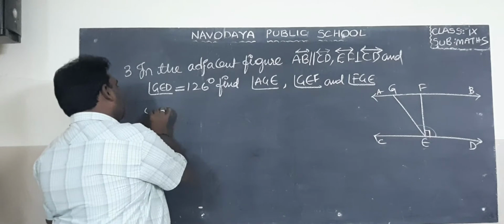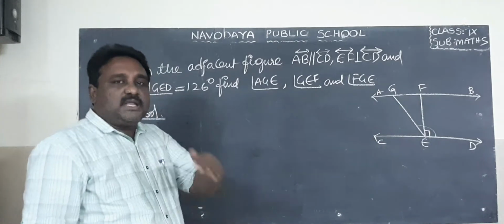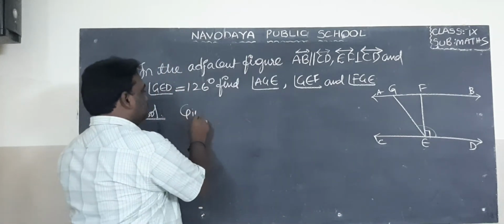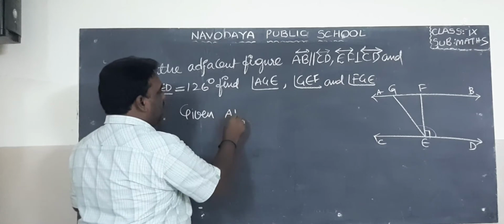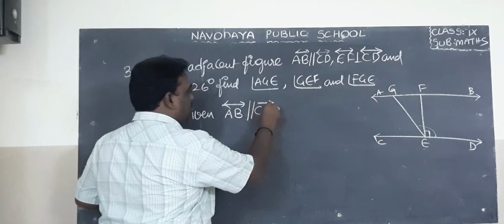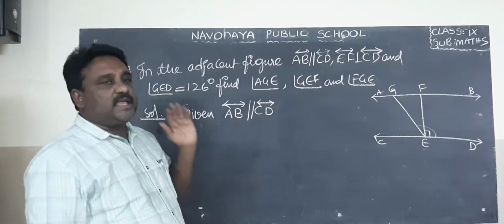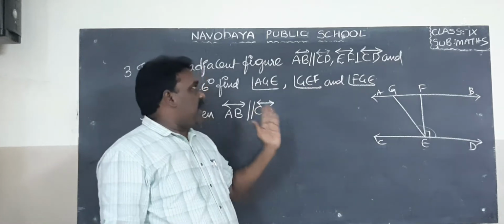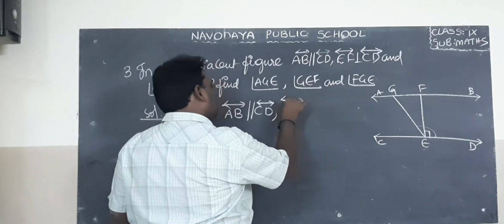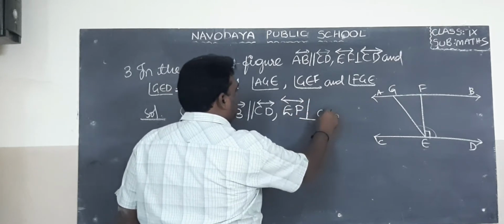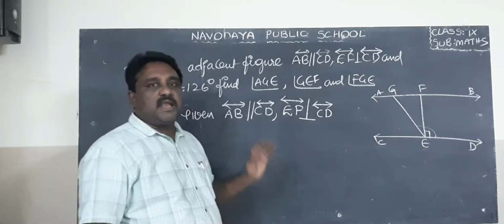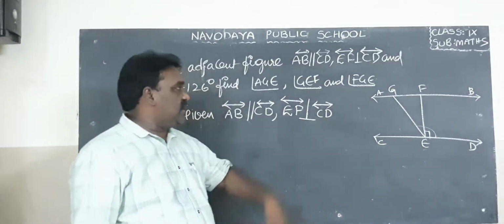Solution. Write down what is given. First, write the information given first. Given: first, AB parallel to CD. See the diagram and write the steps. Through diagram it is clear to you. AB parallel CD. EF perpendicular CD. So two lines. One line is parallel to CD, other line is perpendicular to CD.